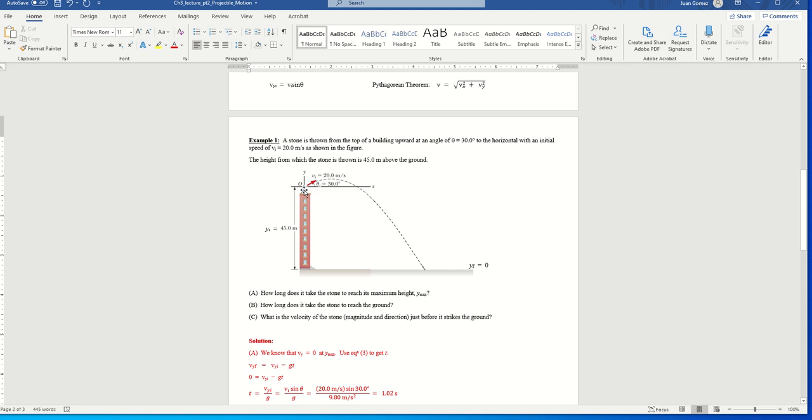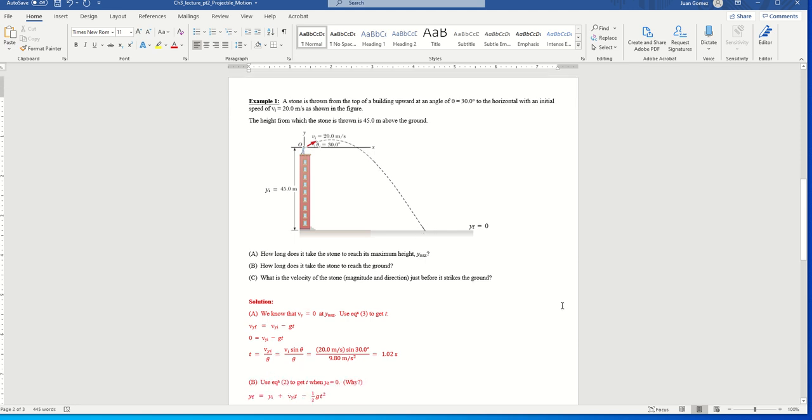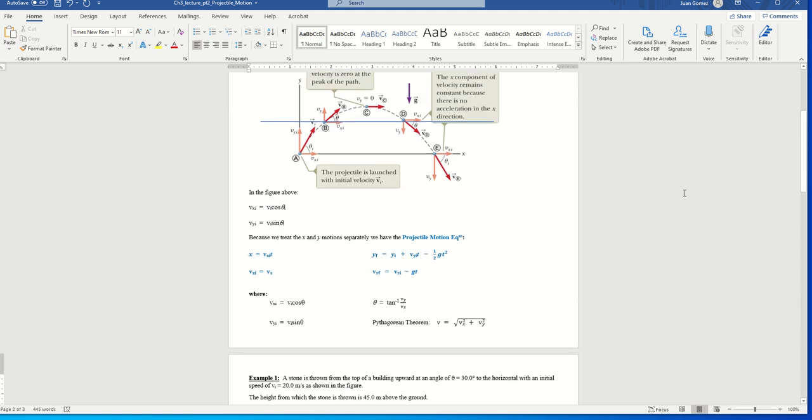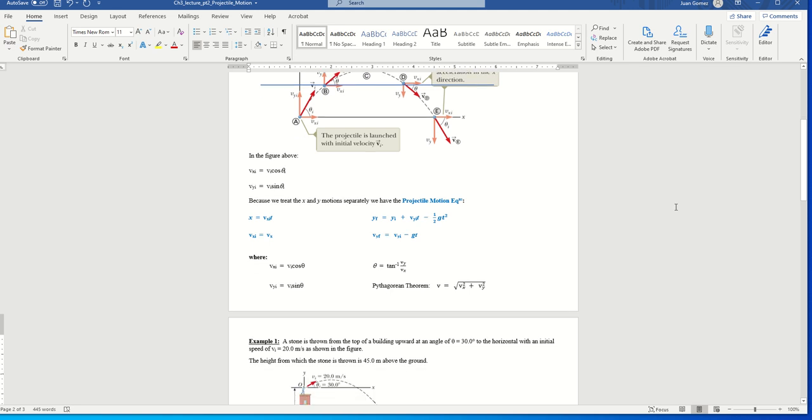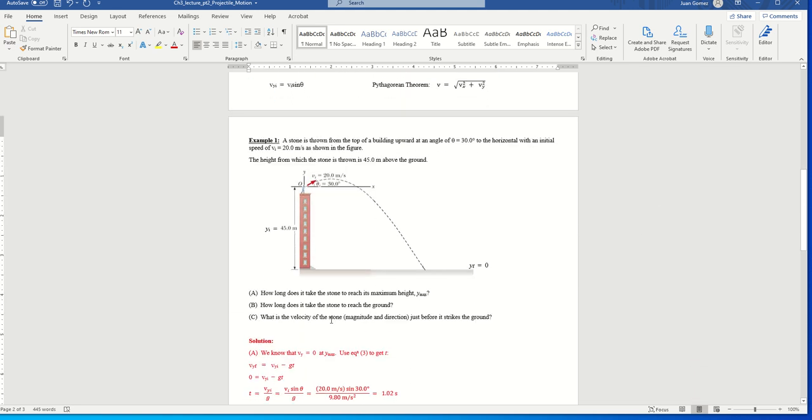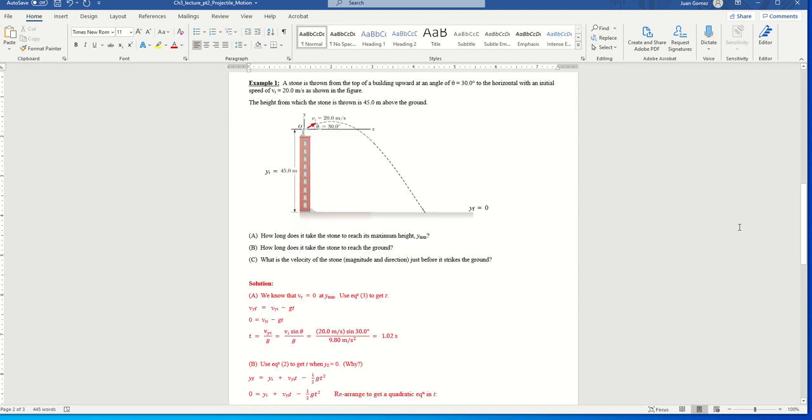Then how long does it take for the stone to land, for the stone to hit the ground? Then I want to know right before it hits the ground, right at that microsecond before it actually physically touches the ground, what is the velocity? I want the magnitude and direction, right before it hits. Well, let's take these in order.